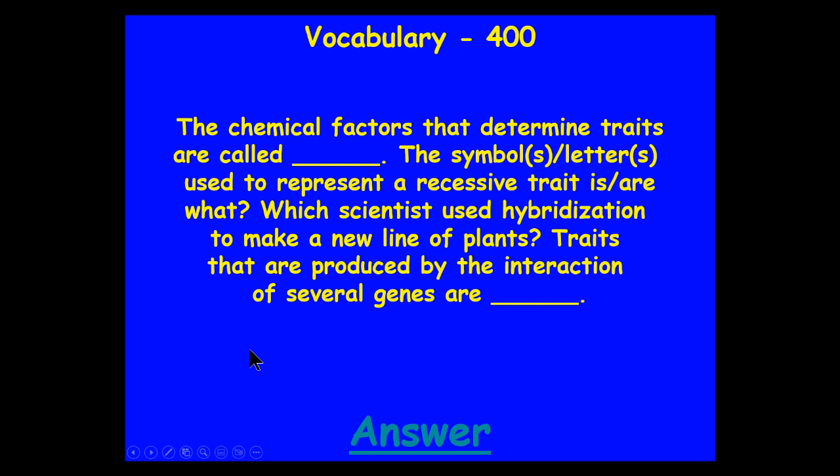The chemical factors that determine traits are called what? The symbol or symbols or letter or letters used to represent a recessive trait is or are what? So I'm not telling you if it's one symbol or two symbols. Which scientists used hybridization to make a new line of plants? Traits that are produced by the interaction of several genes are called what?